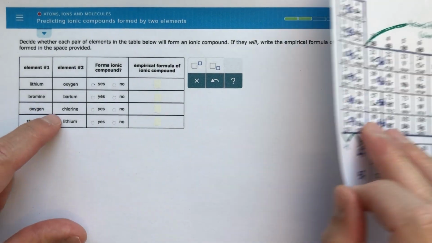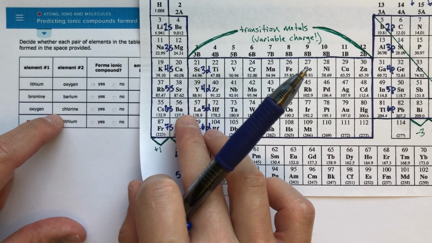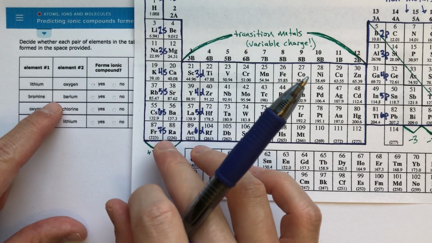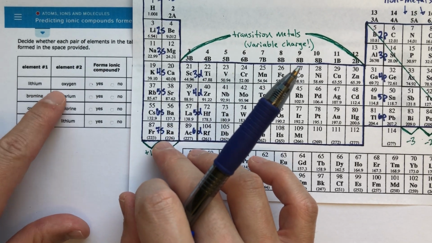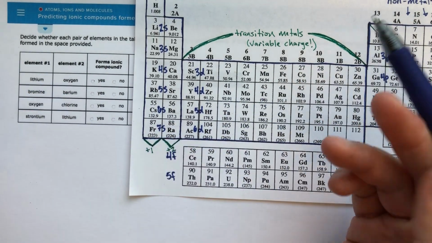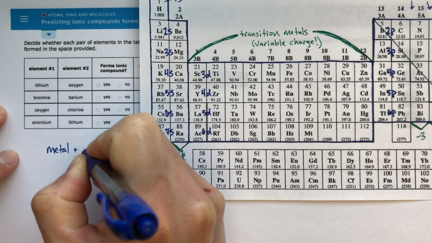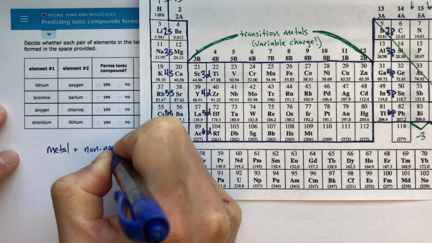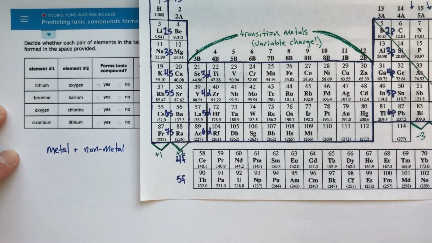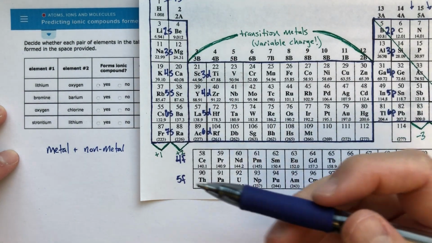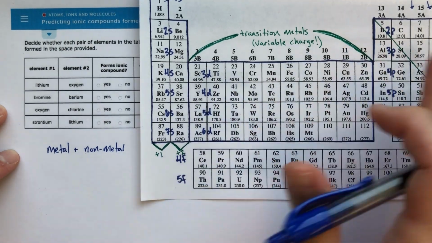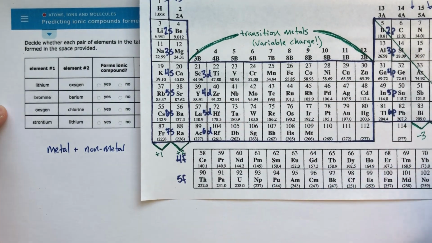So for the first part, basically all we're going to be doing is trying to identify what types of species we have. And what we're looking for is a metal plus a non-metal. That's how we're going to know that, yes, an ionic compound will form. If we're given two metals or two non-metals, then no, an ionic compound will not form. So basically that's the exercise.